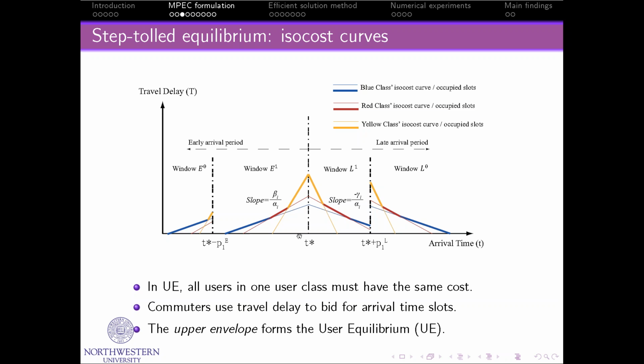Hence, as a result, the upper envelope forms the user equilibrium. Here in this example, it's blue and yellow in the early untolled arrival window, blue, red, and yellow in the early tolled window, yellow, red, and blue in the late tolled window, and all three classes in the late untolled window.